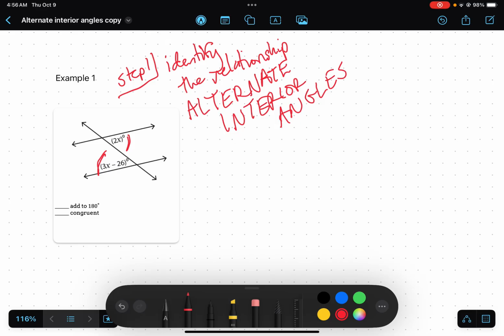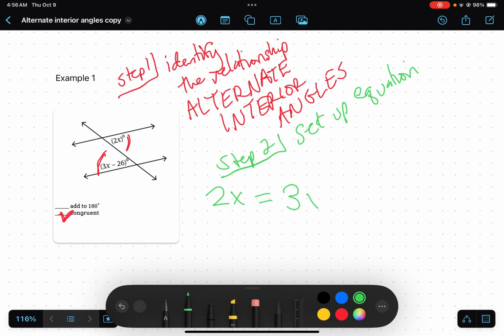So when I see they're alternate interior, that tells me they're going to be congruent. So step 2, let me set up my equation. When they're congruent, it just means they're equal. So I'm just going to write 2x equals 3x minus 26.